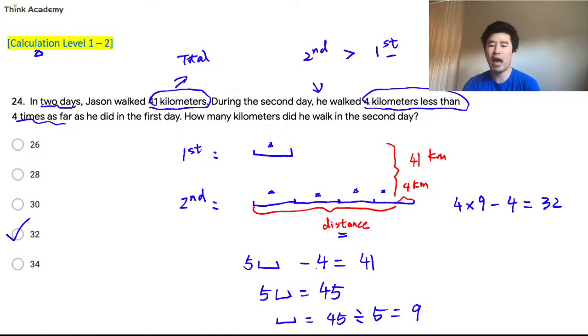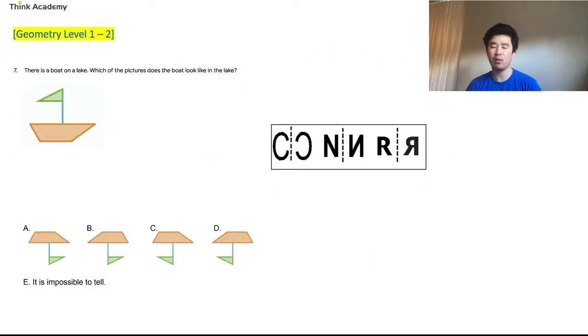This is for calculation part. Let's see, what about geometry? This problem, a lot of people also did it wrong. All right, we also have less than 70% correct rate for this problem. So let's read this problem one more time. Here we have a boat on the lake, and the problem asks us, which picture does the boat look like in the lake?